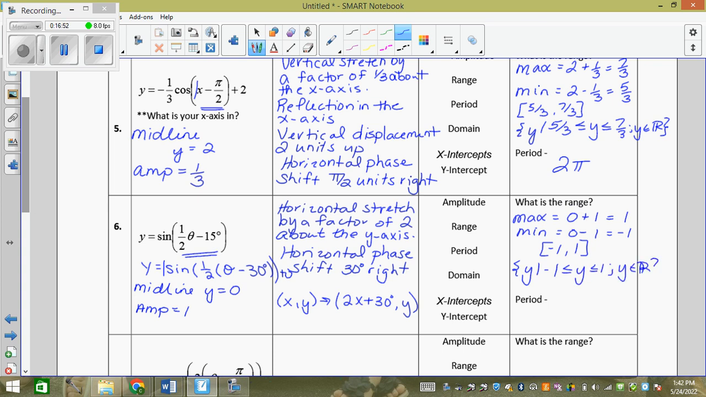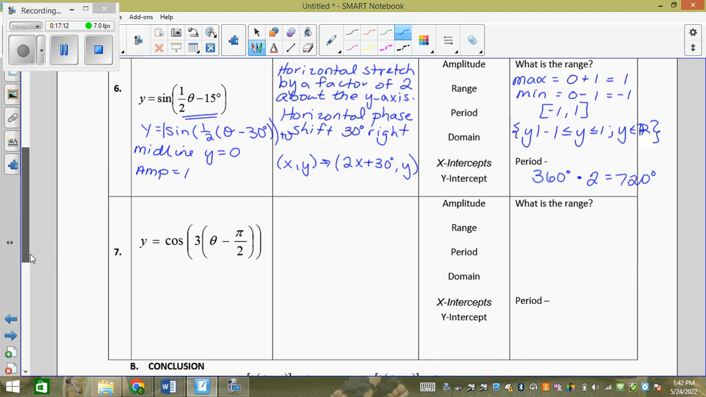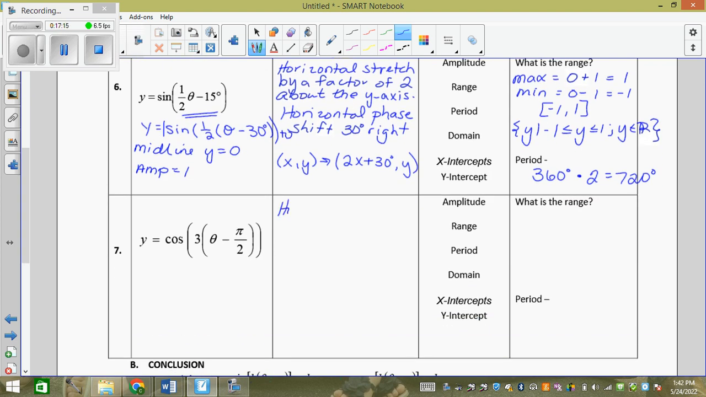The period, because this is in degrees, the 30 is in degrees, I'm going to use 360 degrees and times it by the horizontal stretch, which is not a half. It is 2, so it's 720 degrees. It's going to get wider. I'm taking that 360, I'm stretching it by 2. This one, I have a horizontal stretch by a factor of 1/3. So the graph is shrinking horizontally about the y-axis.